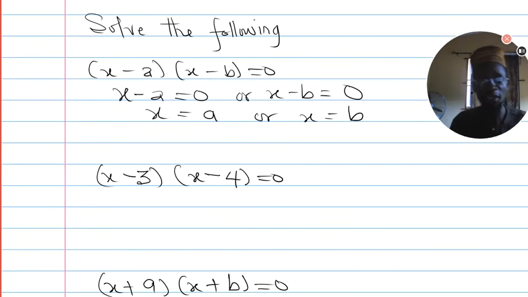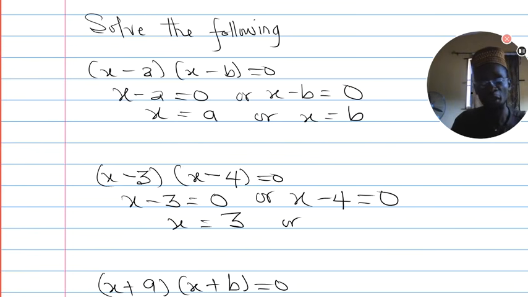(x - 3)(x - 4). Here, by following this procedure, this will be x - 3 = 0, or x - 4 = 0, so x = 3, or x = 4. We are done with this.